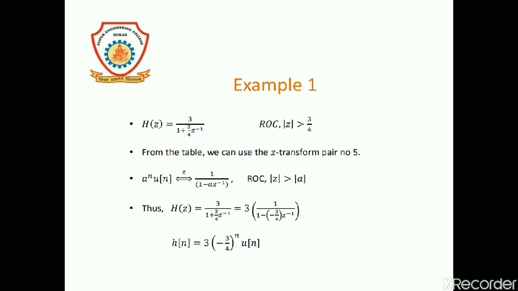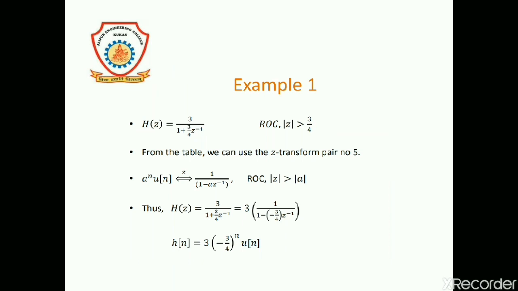So now we will take an example and learn about the inverse Z transform here. For example, a Z transform signal H(z) is given, whose value is 3 upon 1 plus 3 by 4 Z inverse, and the ROC for that signal is given, mod of Z greater than 3 by 4. It means the ROC will be outside the circle whose radius is 3 by 4. So this is a causal system.